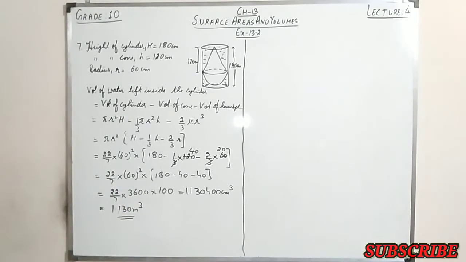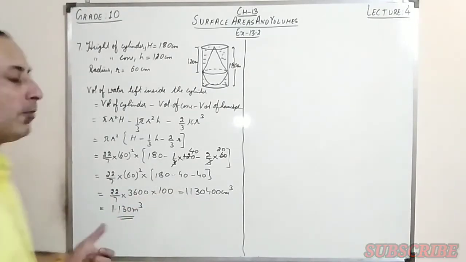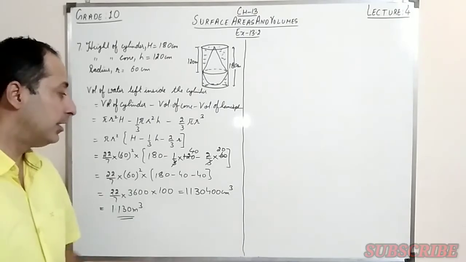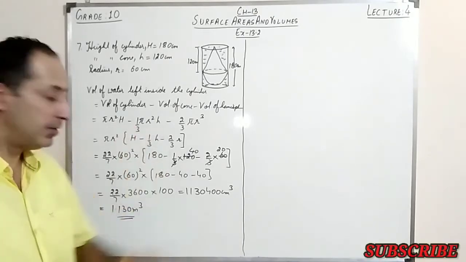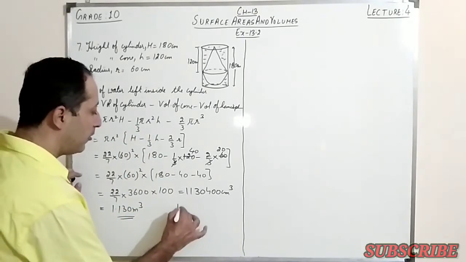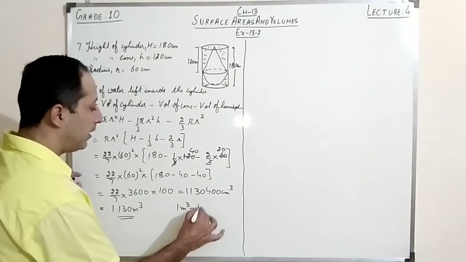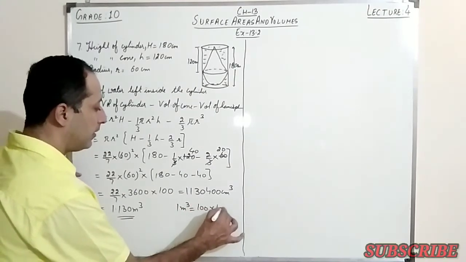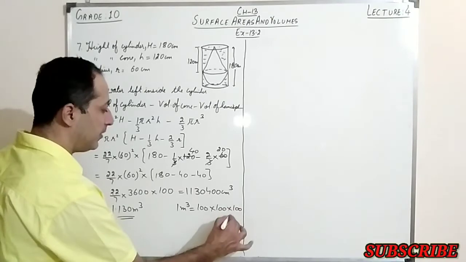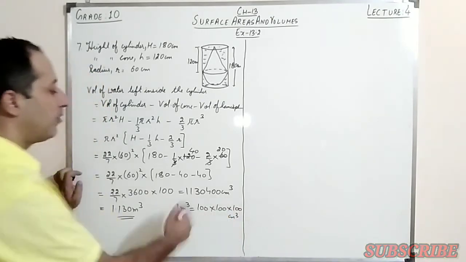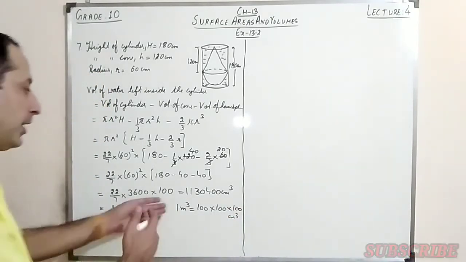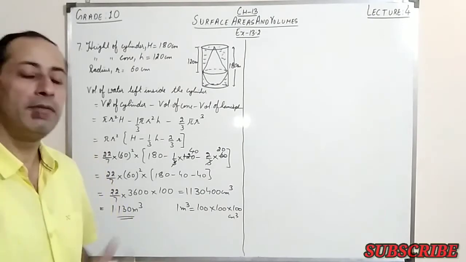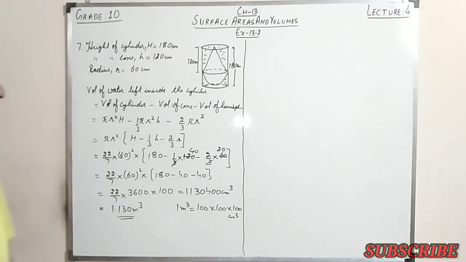So to convert centimeter cube into meter cube, you have to divide by 100 three times. 1 meter cube is basically 100 into 100 into 100 centimeter cube. So 1 centimeter cube will be 1 upon 100 three times. This is the way we have converted. So this is the answer for question number 7.